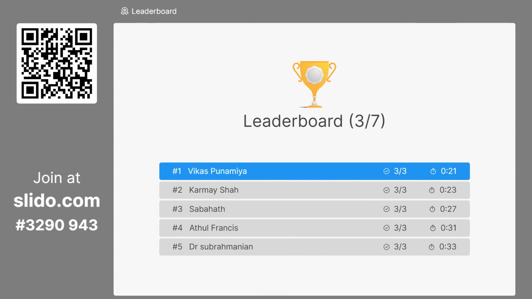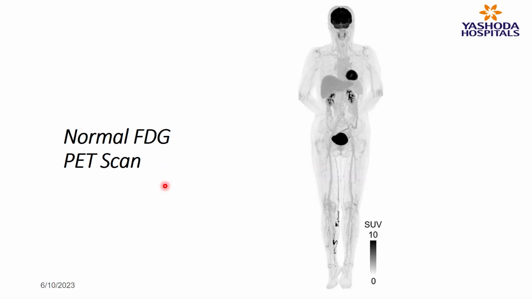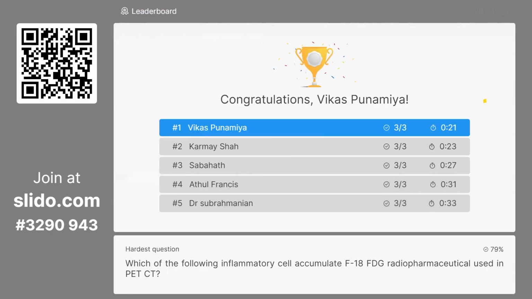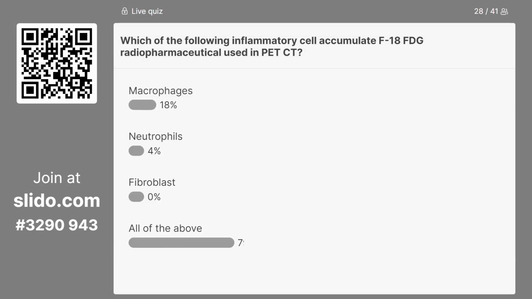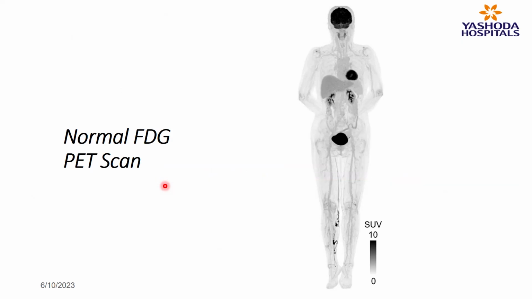One more time. So this is how a normal PET scan will look. I'm putting this image here because I want everyone to know that there are a few sites which will always show physiological FDG uptake: the brain, the myocardium, the liver, spleen, kidneys, and the bladder. These sites may be as hot as pathological lesions. So whenever you read a PET scan, these things should be considered, and you should be able to differentiate between physiological and pathological uptake.